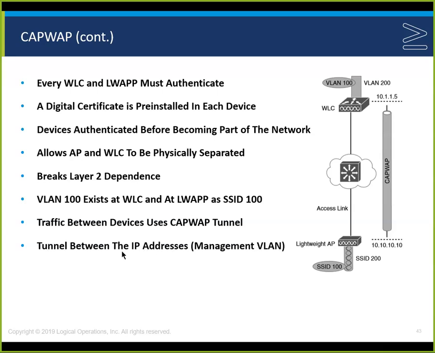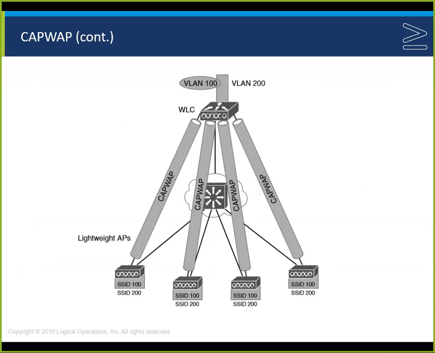The tunnel between the IP addresses, the management VLAN. We're always going to have a management VLAN. As the network grows, it's going to build more CAPWAP tunnels. And this shows them just around. The tunnels are going to go through the switch here.